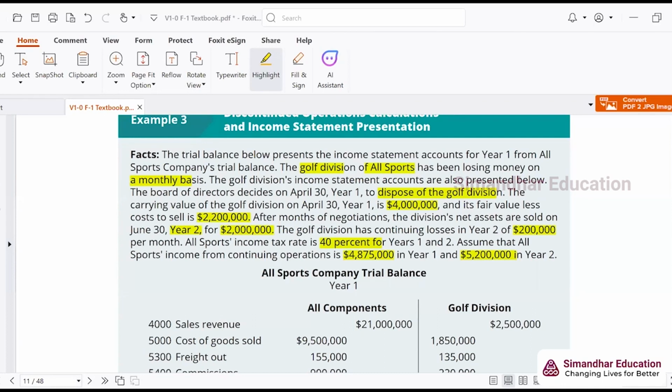Sir, when the entity has decided to discontinue the operation, it will show only net income. How will the accounting be done in the comparative year? In the previous period also, you will show that discontinued operation separately. In the subsequent year, if there is anything related to the discontinued operation, you will show it separately. If there is nothing, then you will show it as 0.